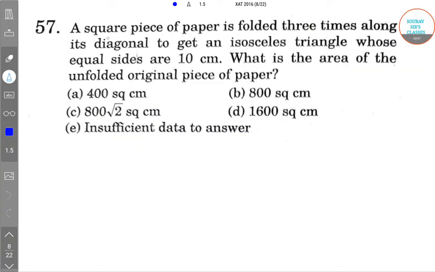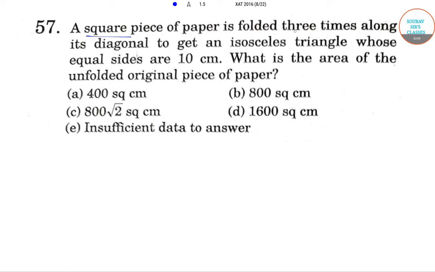The next question is, a square piece of paper is folded 3 times along its diagonal to get an isosceles triangle whose equal sides are 10 cm. Then what is the area of the unfolded original piece of paper?